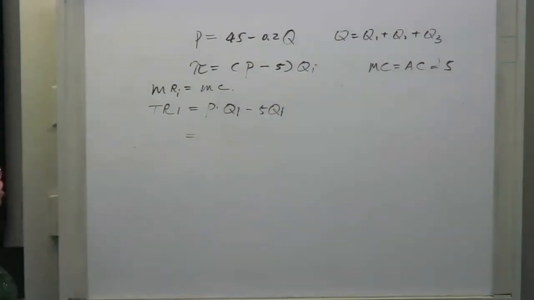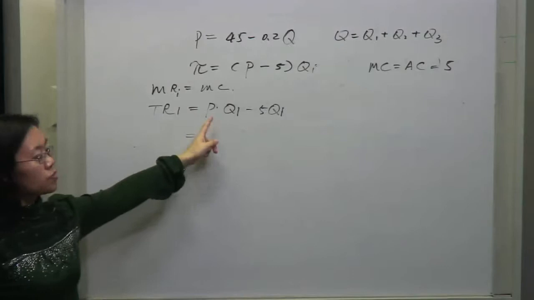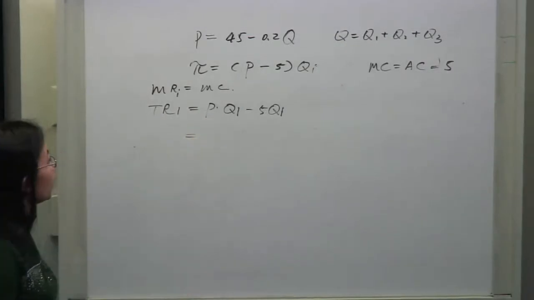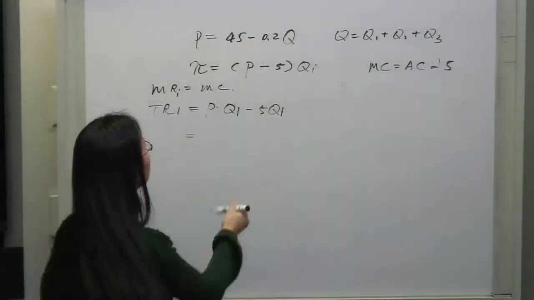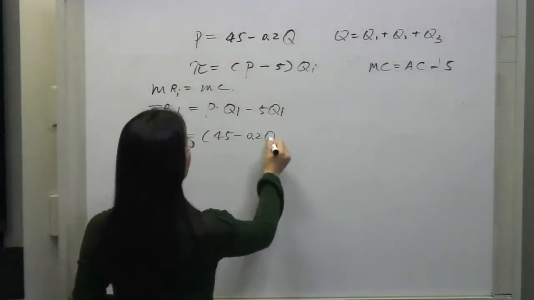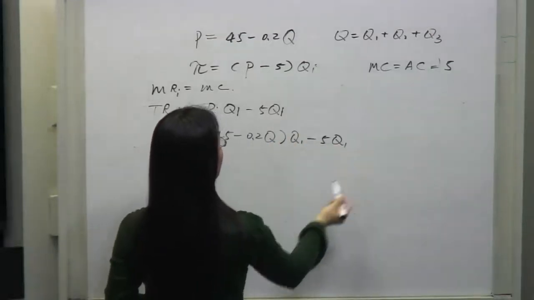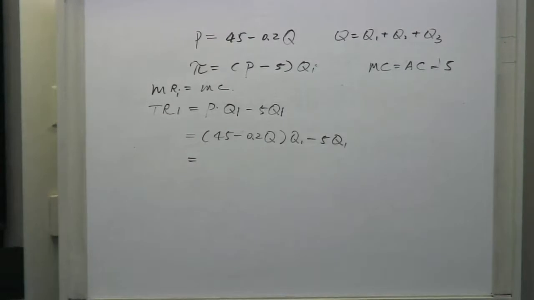Marginal revenue. Can you derive the marginal revenue right now, or do you have other steps before that? You have to replace P. So replace P with that: 45 minus 0.2Q, multiplied by Q1, minus 5Q1, right? Okay, what else do we need to do here?